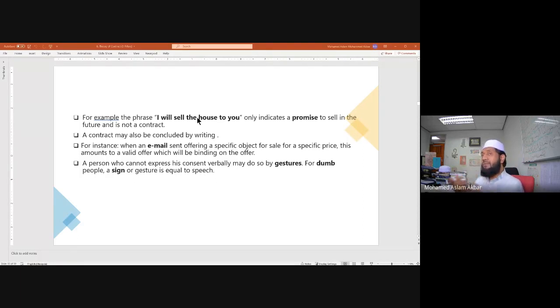A contract may also be concluded by writing, like I told you just now about verbal communication. Similarly, verbal communication can also be given in writing. For example, when an email is sent offering a specific object for sale for a specific price, this amounts to a valid offer which will be binding on the offeror. So people started selling using email last time, but today they are selling through apps, right? Through the web, of course, or through applications. This is all actually concluded by writing.